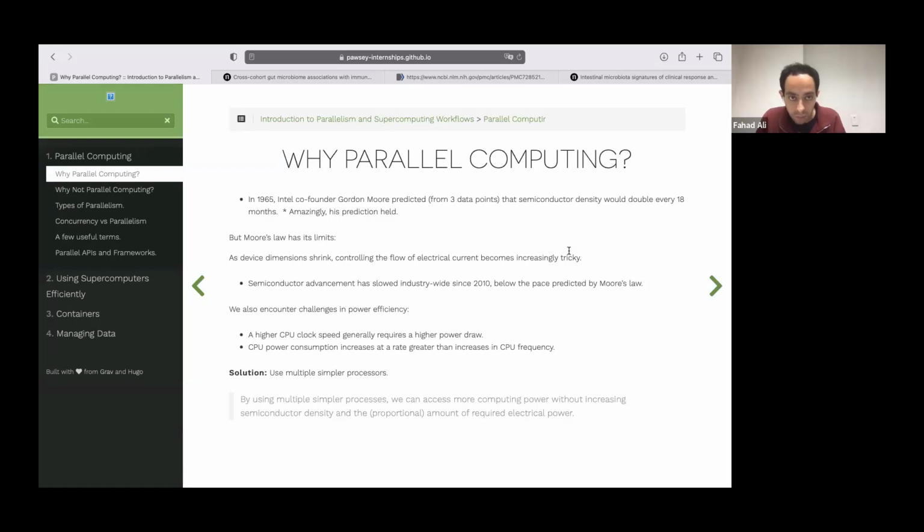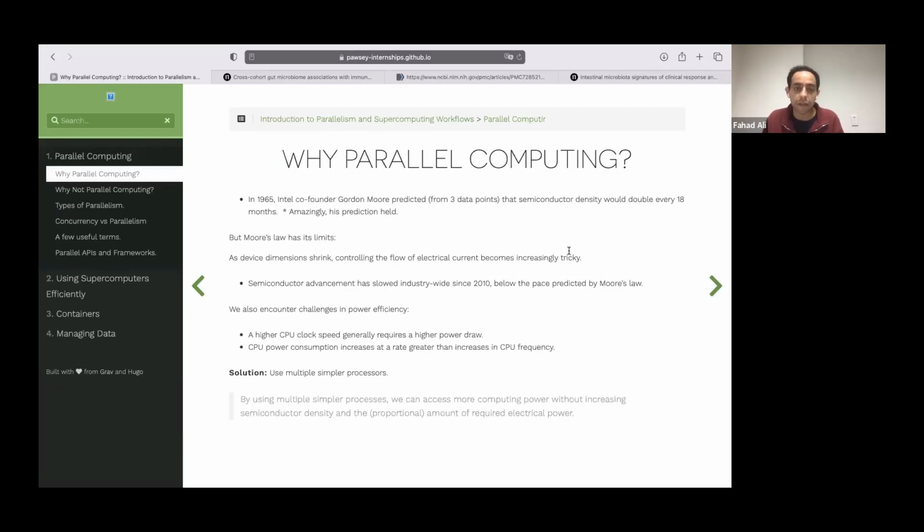But there are some limits. One important limit is that as you shrink the size of your semiconductor, controlling the flow of electrical current becomes very hard. Okay, you actually begin to encounter some very foundational problems with the physics. You cannot actually make it work down to infinity. It just becomes too hard to shrink it even further. And so, as we can see, what that has meant is that we're actually seeing a slowdown in the advancement of semiconductor development.